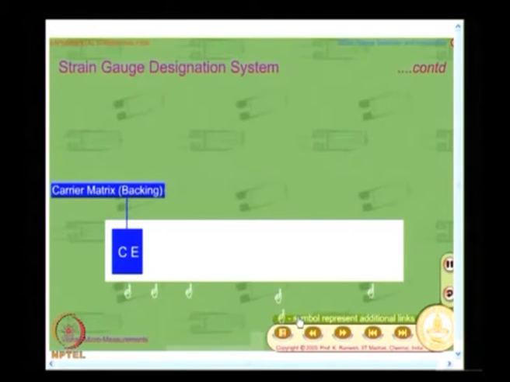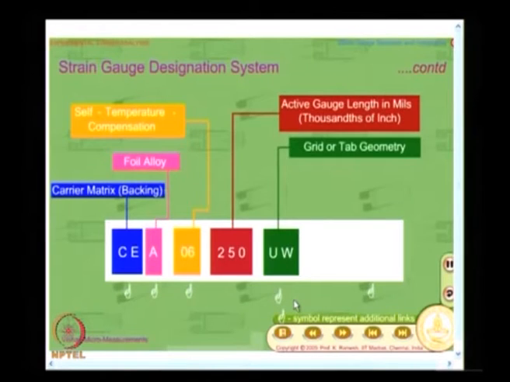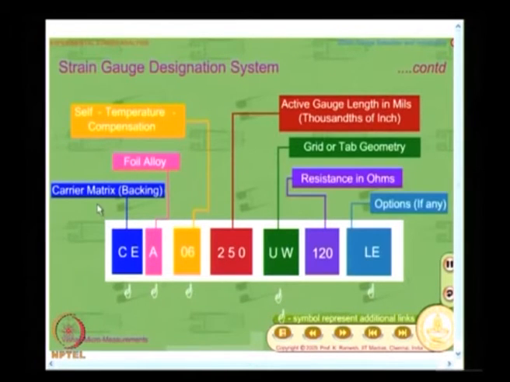And finally, we look at what are all the options available. We have looked at carrier matrix, we have looked at foil alloy, you have already seen what is self temperature compensation. Then you have the gauge length, grid pattern we have seen. The idea is to show a variety of strain gauges possible. Then you have resistance in ohms, and what are the options.